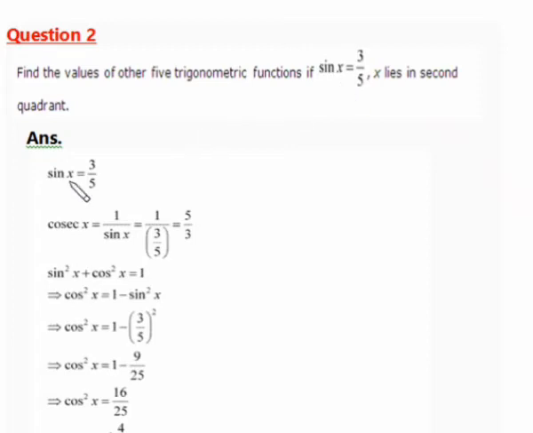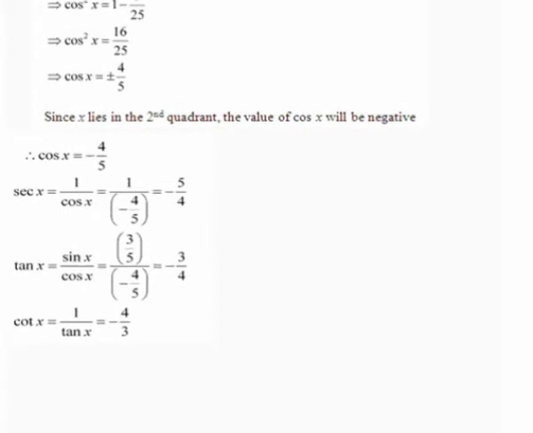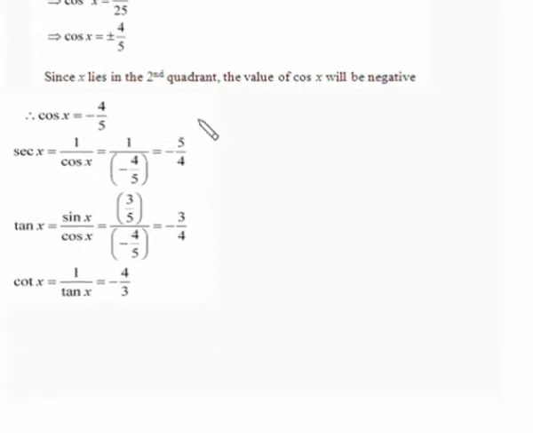Others are negative. Now see, sin x is equal to 3 by 5. We get cosec x is 1 by sin x, this is 5 by 3. By using this identity, we get the value of cos x. By the same way, 1 minus sin square x, we put the value of sin x and get the value of cos x. As we know that x lies in second quadrant, that's why we opt the value of cos x as negative. And we find the value of sec x is 1 by cos x, we get minus 5 by 4.